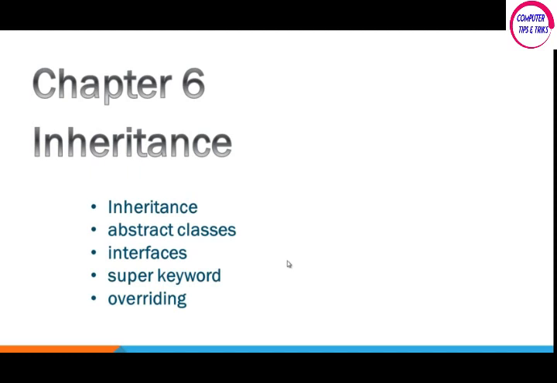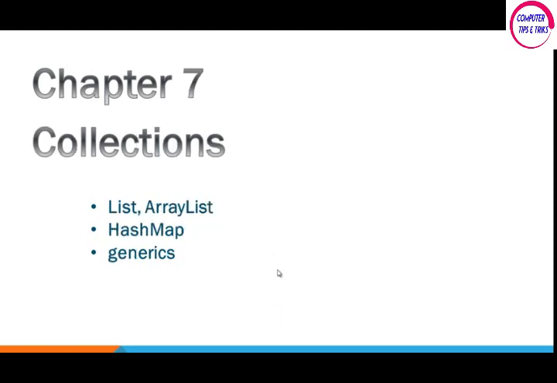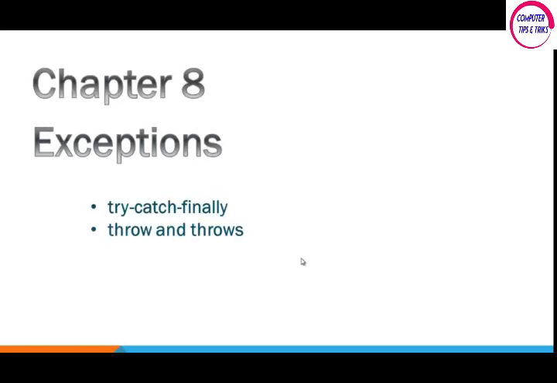In chapter 6 we are going to learn about inheritance, that is abstract classes, interfaces, the super keyword and the concept of overriding. In chapter 7 we will be introduced to collections, that is list, array list, hash map and generics. And then we will have a quick review of all the topics we did till then.